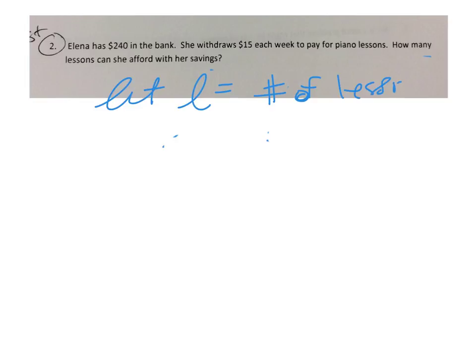Now again, you can call it W for weeks, X, P for piano, whatever you want to call it. But I do know that each lesson is $15. And I don't know how many lessons. That's the unknown part. Remember, this is multiplication. Equals that total of $240 until she runs out of money.